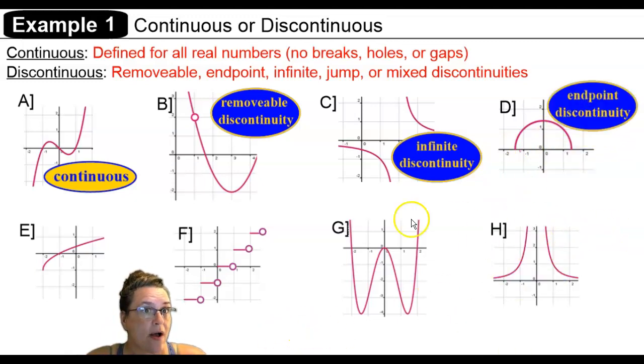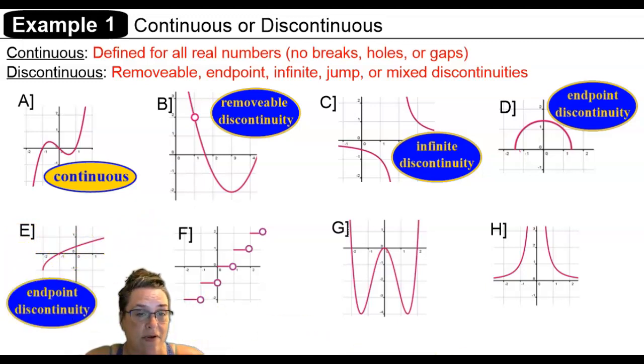So go ahead and pause the video and try E, F, G, and H on your own. You want to label these as continuous or discontinuous, and if discontinuous, identify the type of discontinuity, and then when you're ready to resume, we'll check your answers. In example E, this is a square root function, and that would be an endpoint discontinuity.